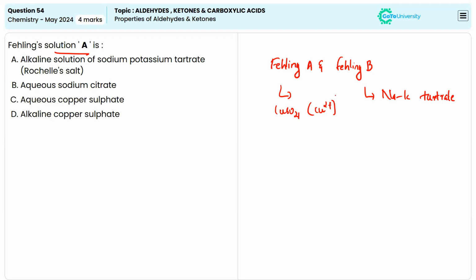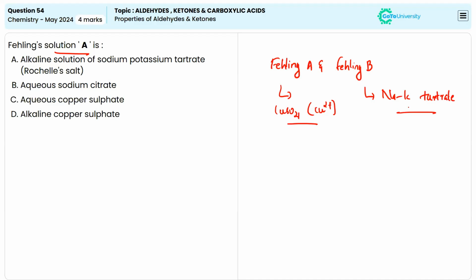So Fehling's A is copper sulfate, Fehling's B is sodium potassium tartrate, and when the Fehling's solution is heated with reducing sugars such as glucose, the Cu2+ ions are reduced to Cu2O and produce a brick red precipitate. That is the reaction with Fehling's solution.